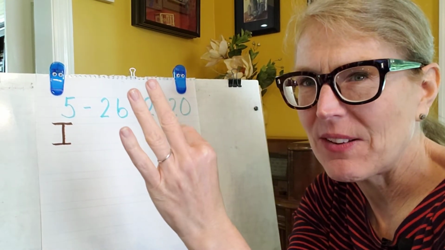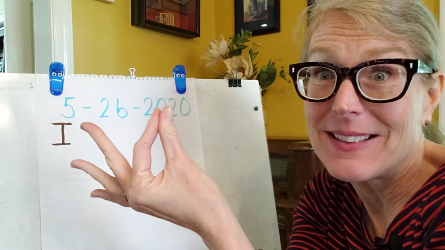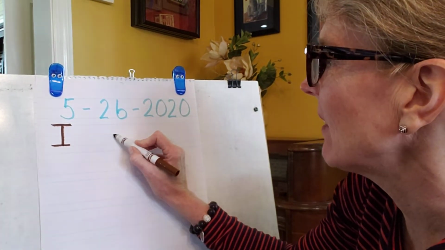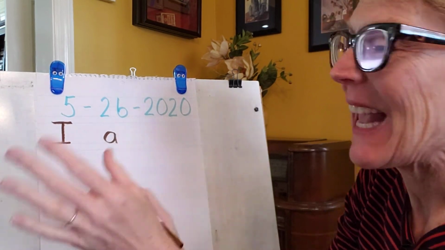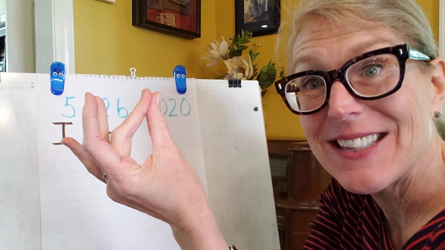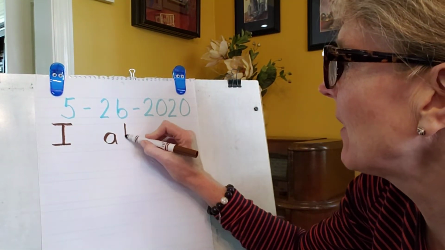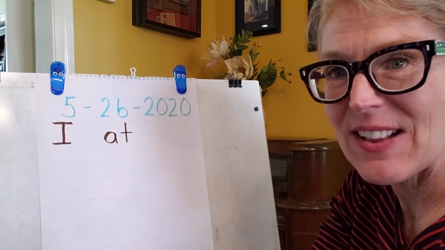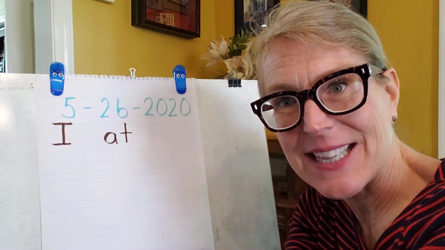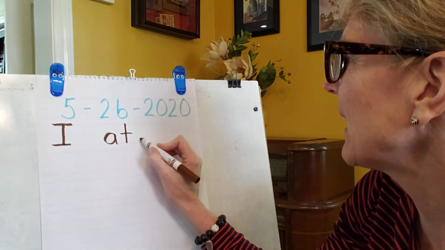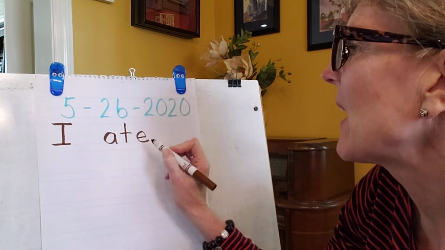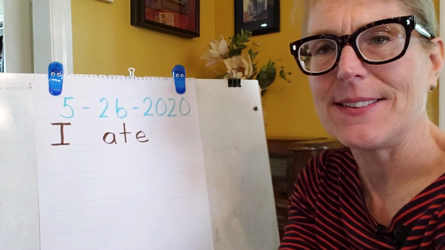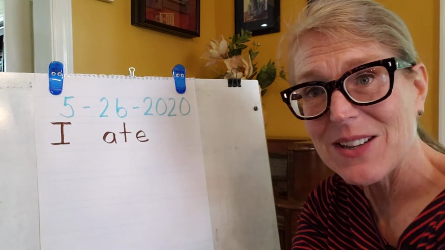Ate. Okay, what's that first sound? A. The letter A, right? So two finger space. Let's write that A. Ate. T. Very good. If A is saying its own name, what letter do I have to add to the end? I have to add that letter E, right? Because that's going to make it say its own name. All right. I ate. Is that a complete sentence?